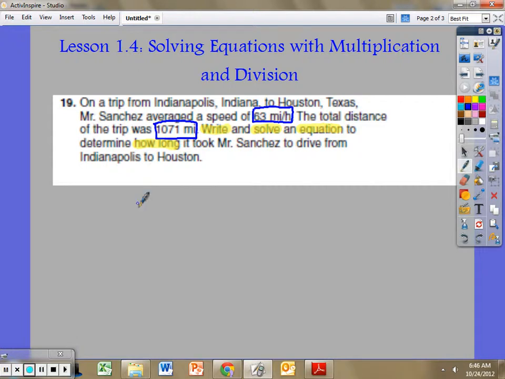So I know that I could take his 63 miles per hour, times that by something, and get his total distance, which was 1,071 miles. Well, I don't know how long it took him, so I'm just going to call that h for hours. So now I want to solve or evaluate for h. I don't want to know what 63 h's are. I want to know what 1 h is. So I'm going to divide both sides by 63.